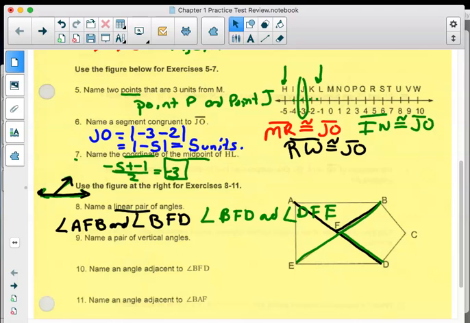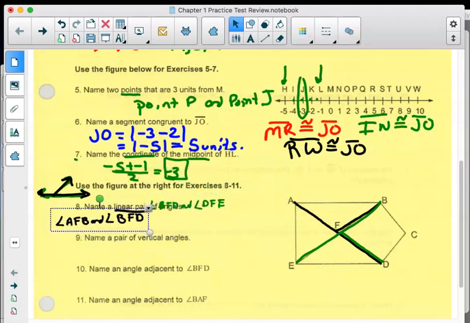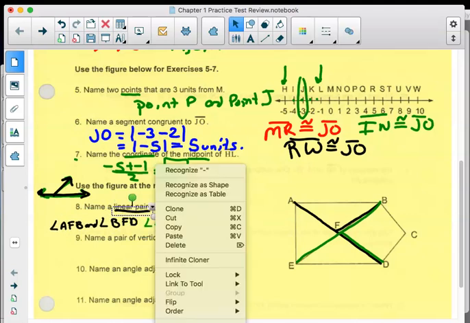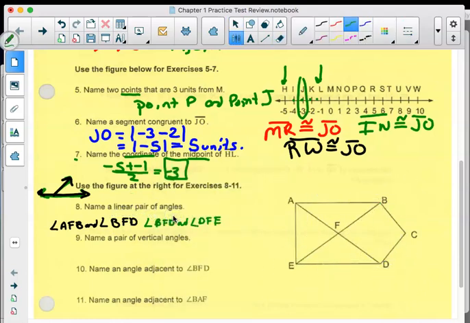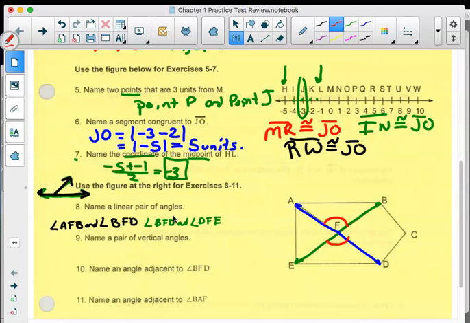In 9, name a pair of vertical angles. Okay, if I'm looking at vertical angles, I'm going to get my linear pairs squeaked down here, and I'm going to name a pair of vertical angles. Vertical angles are made by opposite rays. So this is an opposite ray, and that is as well, and this is an opposite ray. So this is congruent to that. That's vertical angles, and this is another set of vertical angles.